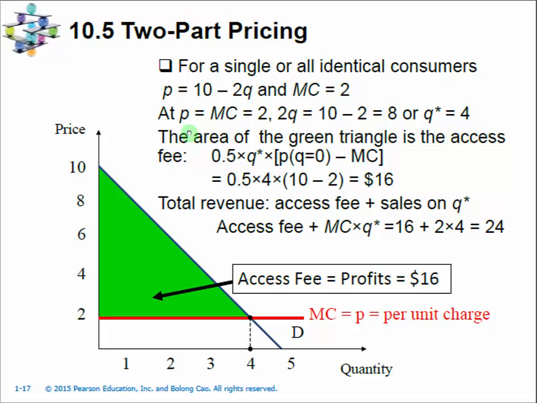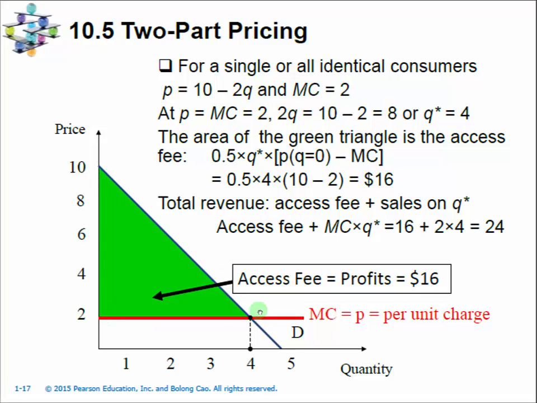Okay, let's look at this calculation here. At price equal to the marginal cost 2, we will have 2 for the price. So 2Q here, I have moved it to the left-hand side of the equation. It's 10 minus the P, which is 2. We move this P to the right-hand side of this equation. So 2Q equal to 8, which means Q star equal to 4. So 4 will be the base of this green triangle.